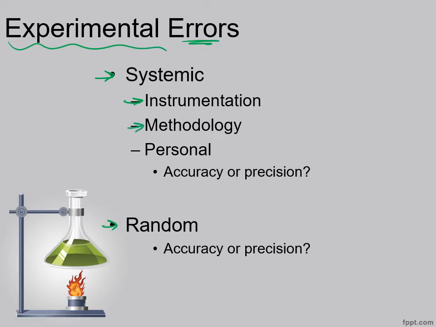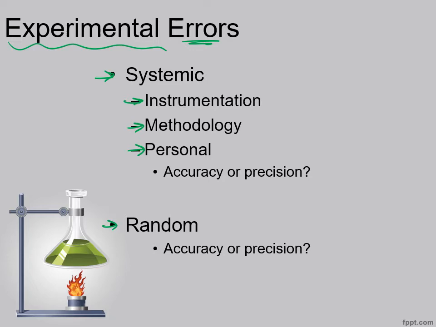My methodology might be off. If I'm maybe measuring the product of a chemical reaction and I'm not letting my reaction come to completion, I'm not going to have the right answer. We're always going to have too little product. If I have personal errors, this could be where I don't know how to use the equipment. Maybe I think I should measure at the top of the meniscus instead of the bottom of the meniscus in our graduated cylinder. Or maybe I'm colorblind and I can't tell when the light turns green.